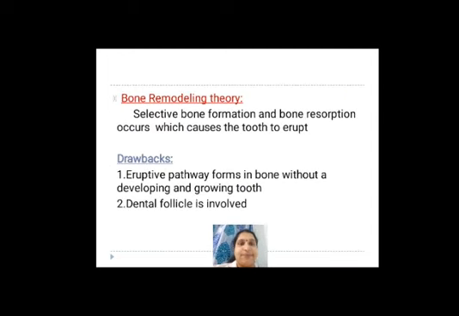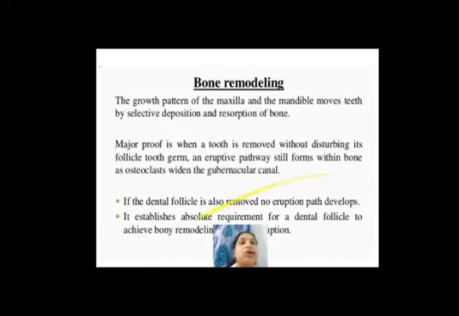It was not accepted. Then there was one more theory called bone remodeling theory. According to this theory, they said selective bone formation and bone resorption will cause the tooth to erupt. But again, even though this theory was accepted to some extent, there were some drawbacks. For example, the eruptive pathway forms in a bone even without a developing and growing tooth. So from this they concluded that bone remodeling is not the sole cause for the tooth to erupt, but the dental follicle is also involved.